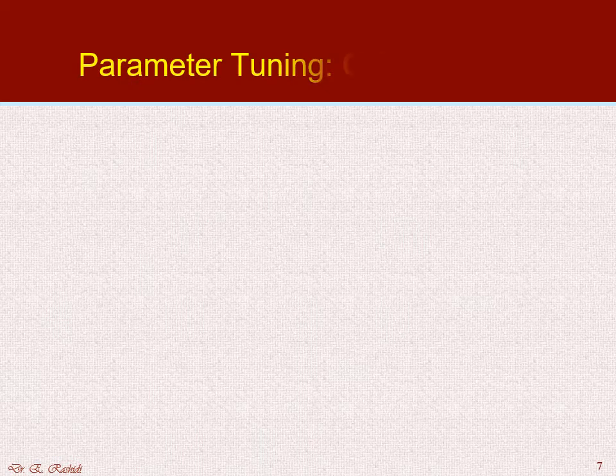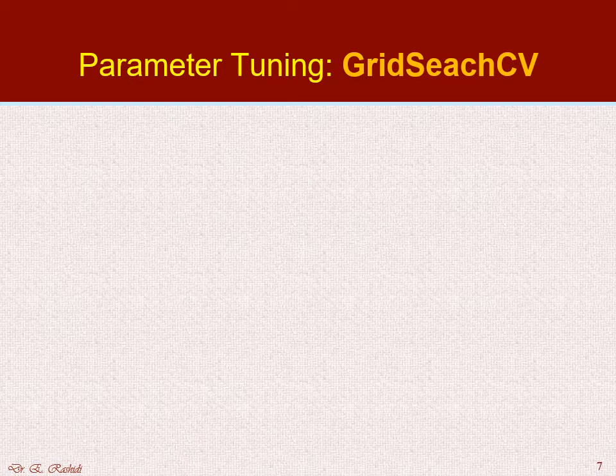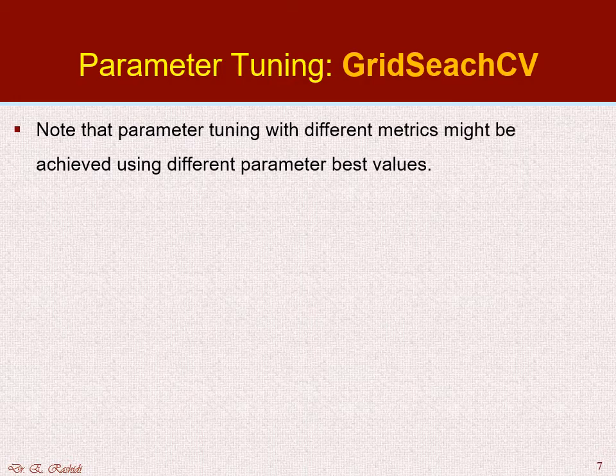In parameter tuning using grid search CV, it is important to know that if you use different metrics, you may end up having different best parameter values. That means, for example, if you use recall as your metric, you may end up having a different best parameter value than if you used F1 score, accuracy score, precision, or any other metric. So depending on the metric that you use, your best parameter value might be different.